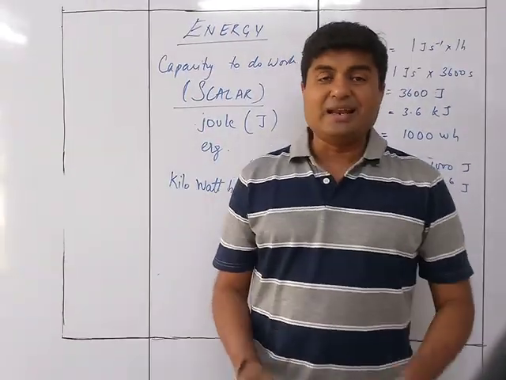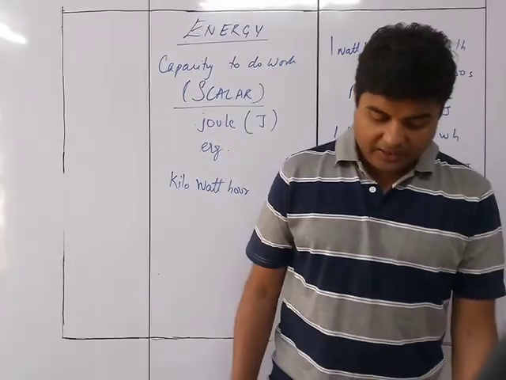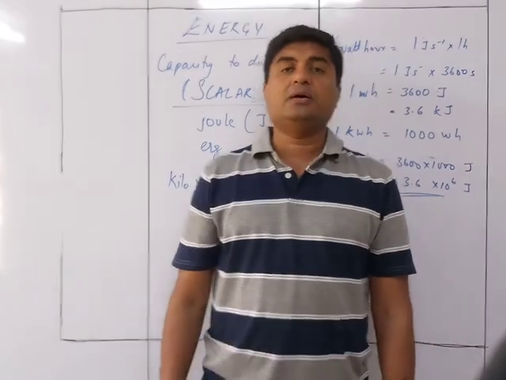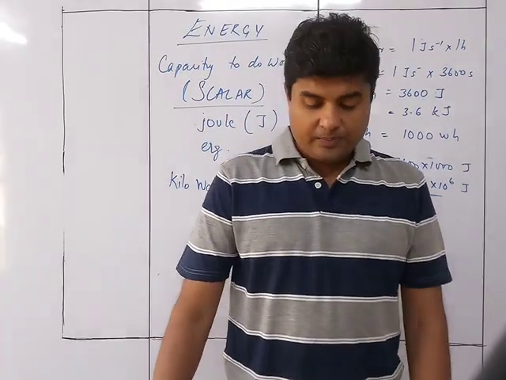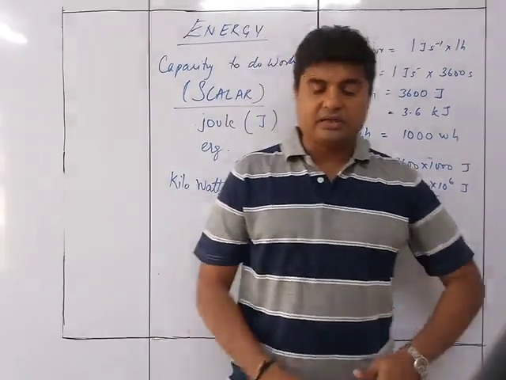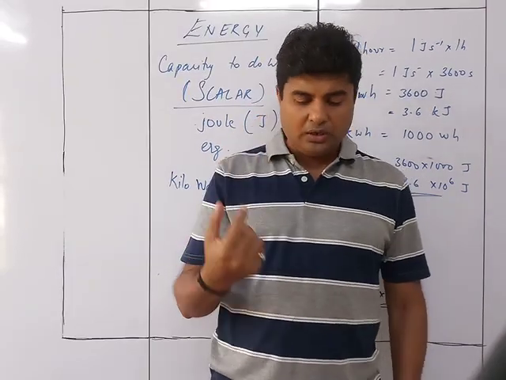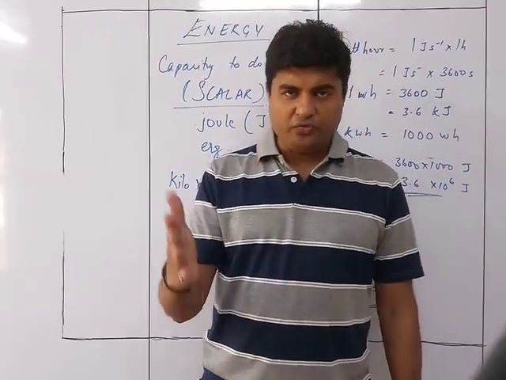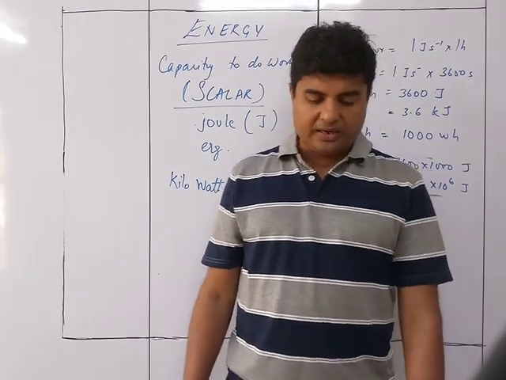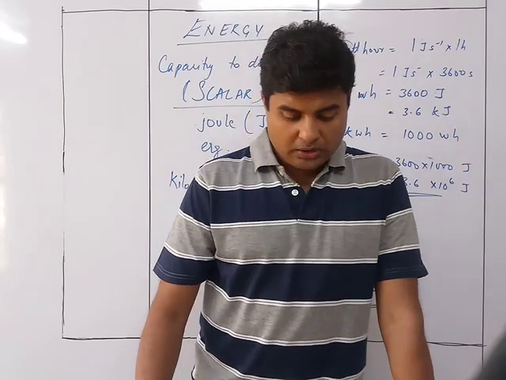Now, because energy can be of different forms, in case of heat energy supplied, the unit will be calorie. 1 calorie of heat energy is the amount of energy required to raise the temperature of 1 gram of water from 14.5 degrees Celsius to 15.5 degrees Celsius. And it is given that 1 kilocalorie is equal to 1000 calories, equal to 4180 joule.